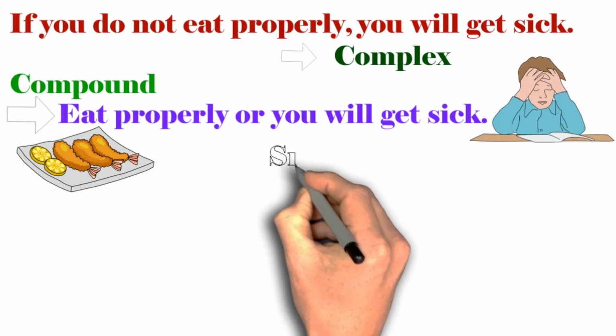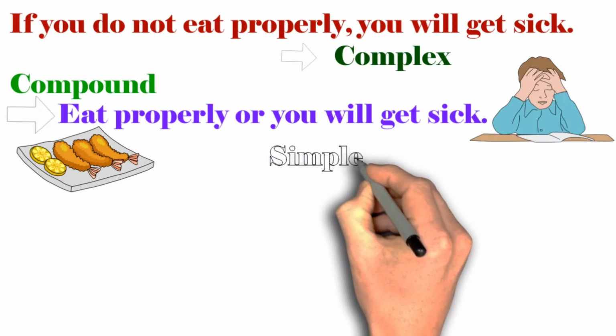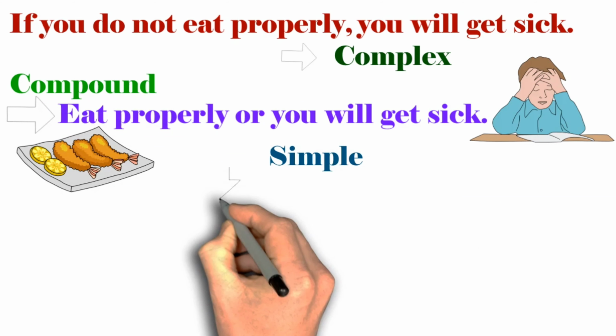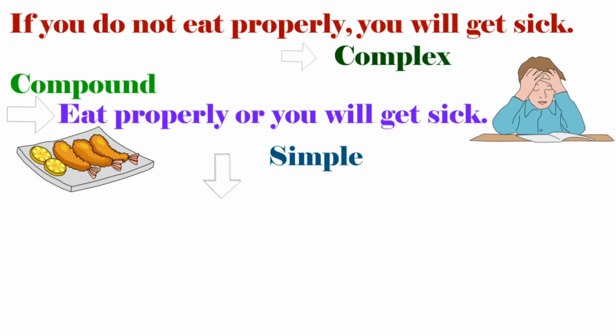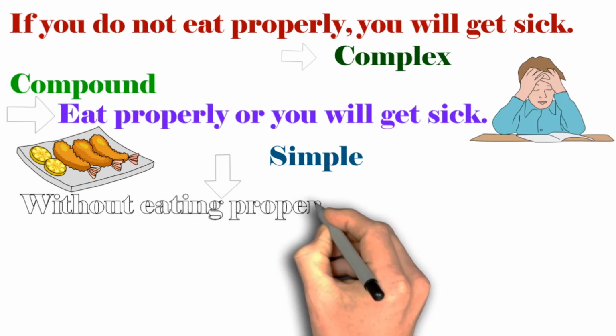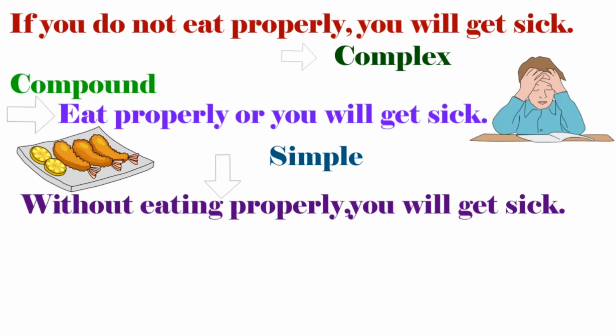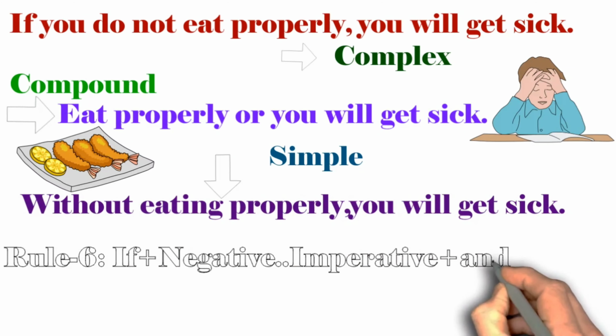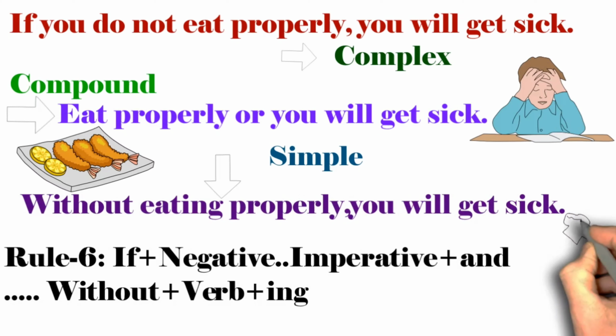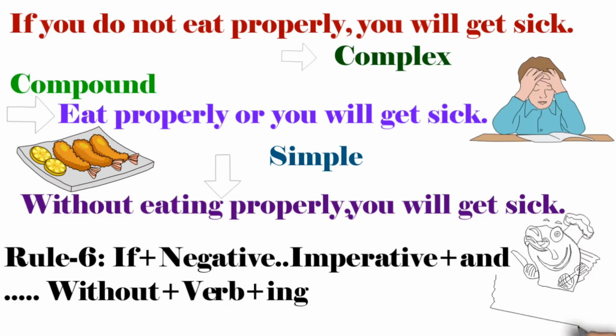And this is a compound sentence, and just to make it a simple sentence, so easy, we have to use without plus verb plus ing, and your answer should be, without eating properly you will get sick, and that's the right answer. And the rule is here: if negative sentence, change to imperative and without plus verb plus ing.